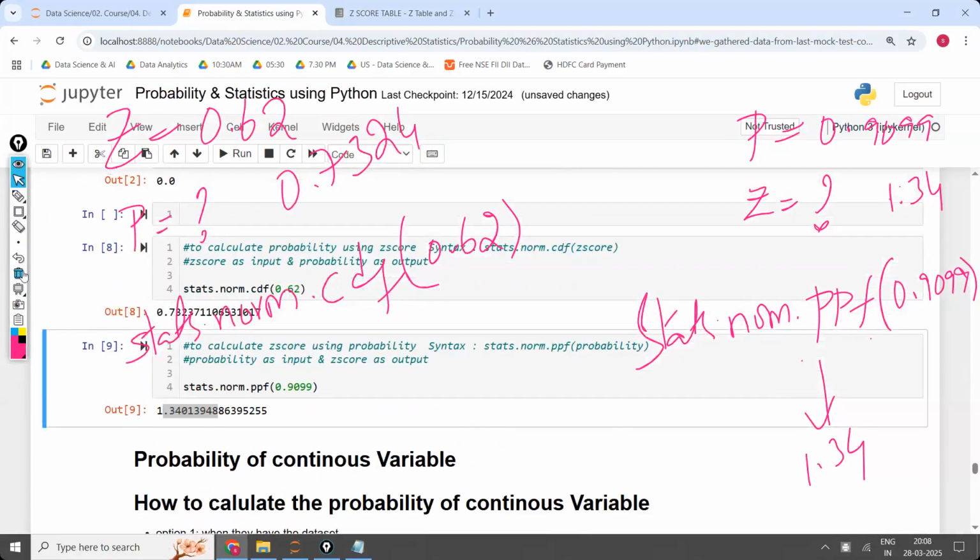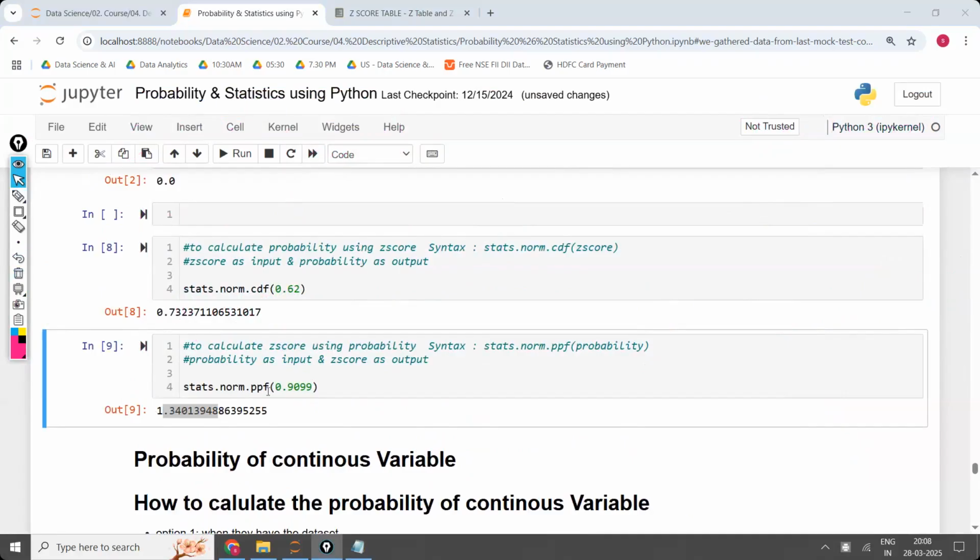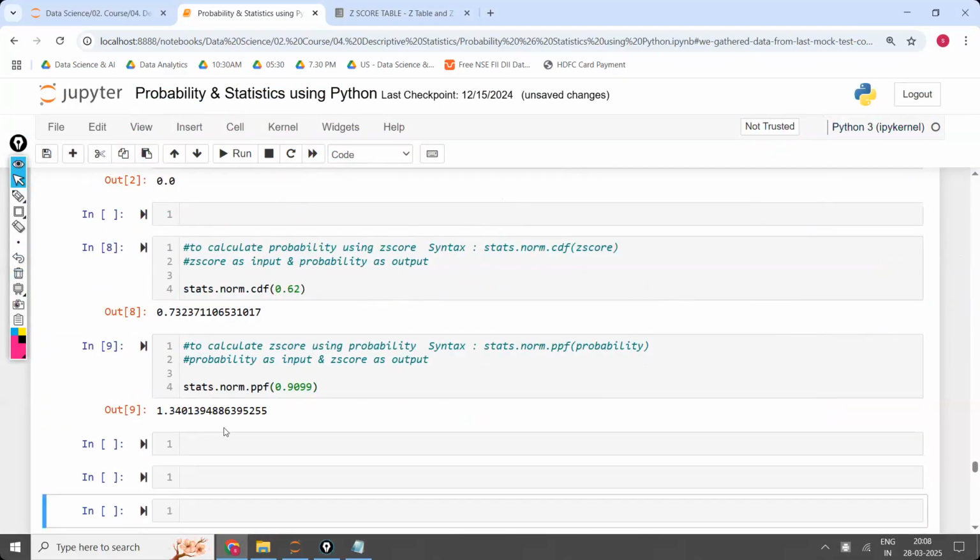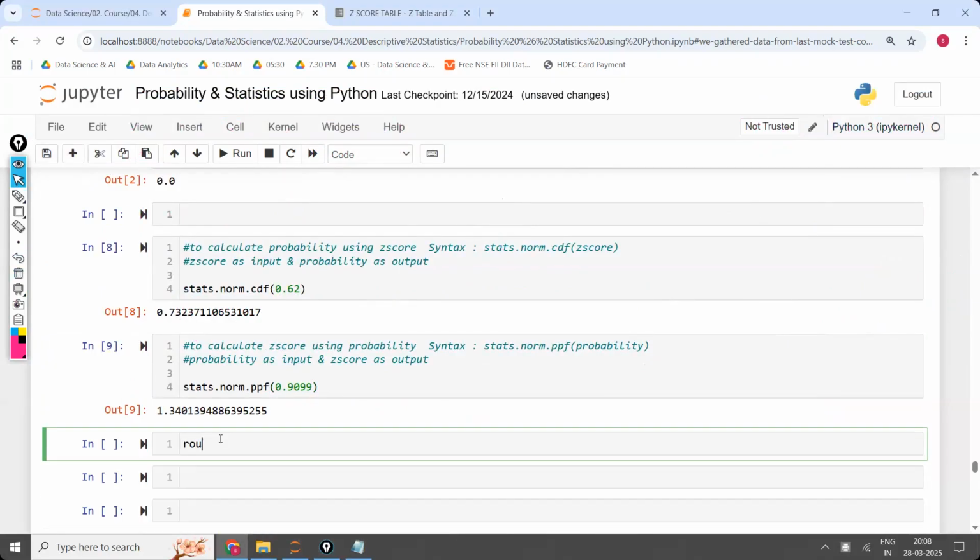Right? Now, next one is called the round function. What is meant by the round function? In this function, we have to provide two arguments. What are the two arguments? One is the value, you provide some value, and the other is the number of digits, up to how many digits you want the round figure.